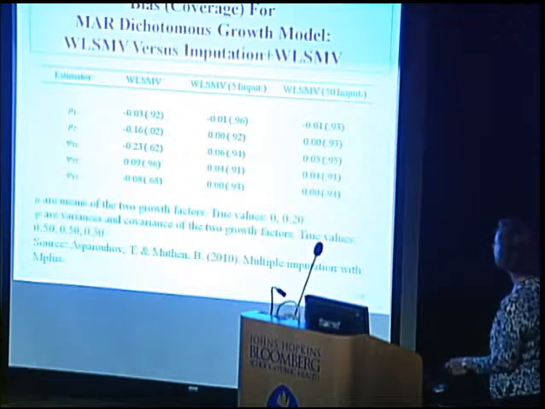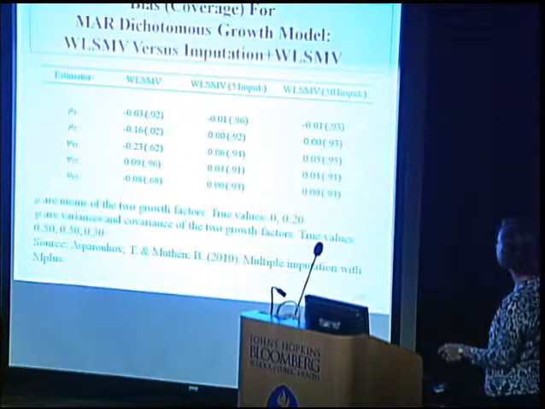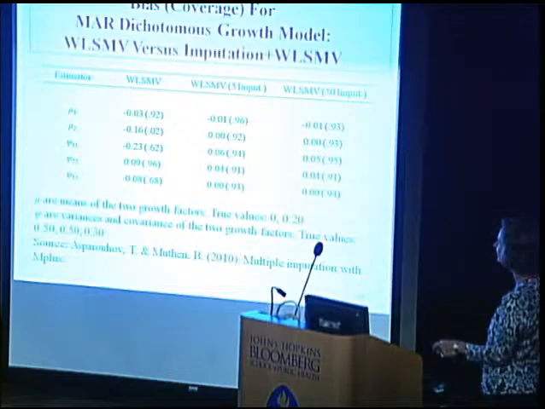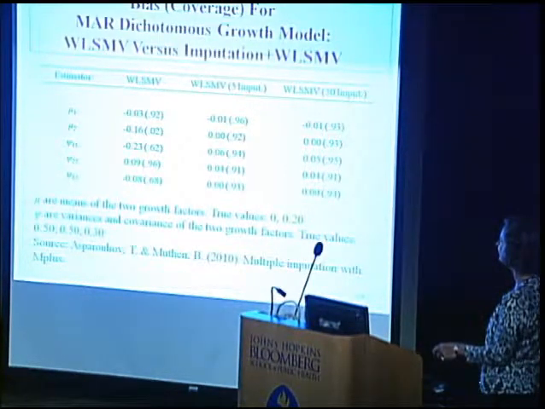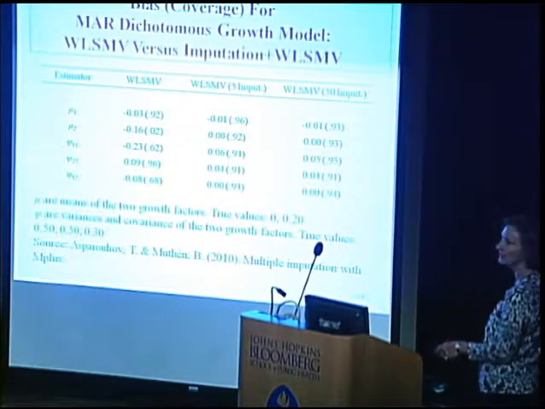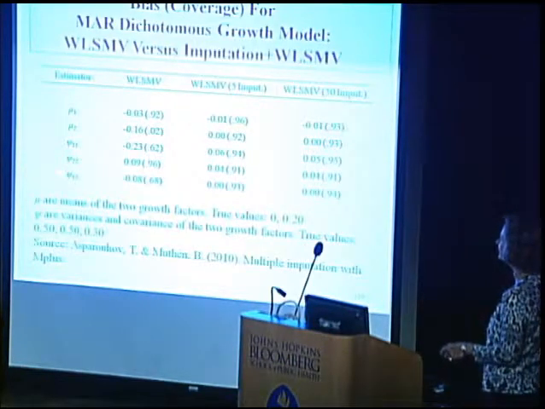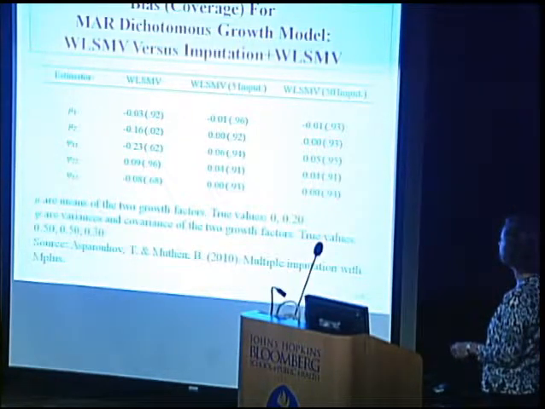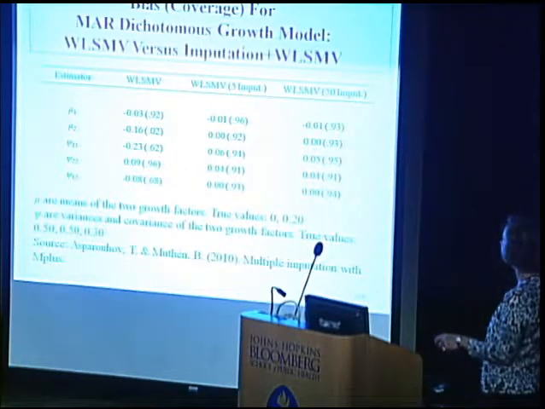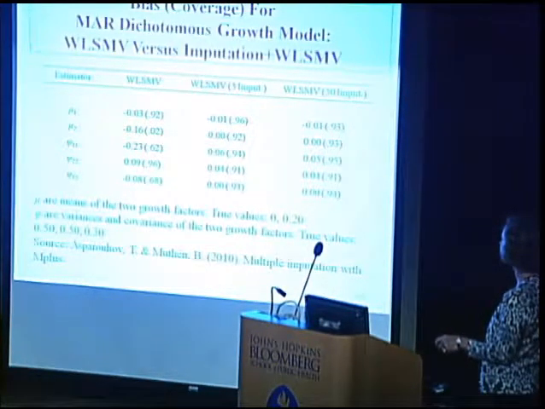So if you read down, here we have the mean of U1. The first parameter is the mean of the intercept growth factor. The second is the mean of the slope growth factor. The third is the variance of the intercept growth factor. The fourth is the variance of the slope growth factor. And the fifth one is the covariance between the intercept and slope growth factors. And so the first parameter, true value, we have down here is 0 for the first one and 0.2 for the second.